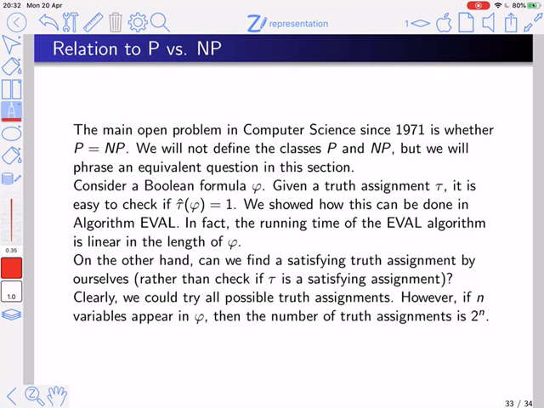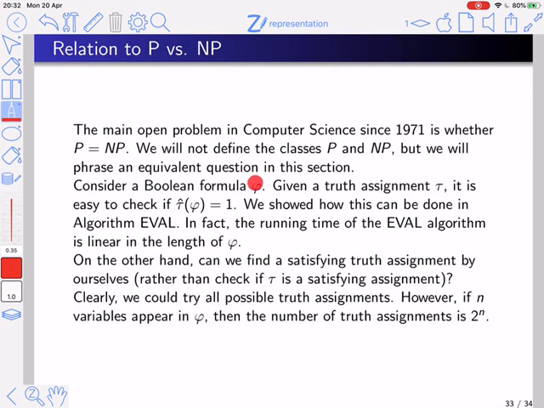Okay. Now, the main open problem in computer science is whether P equals NP. Now, I'm not going to define these two classes P and NP and discuss what it means when two classes are equal. Instead, I will phrase an equivalent question, which is equivalent to the question whether P equals NP.